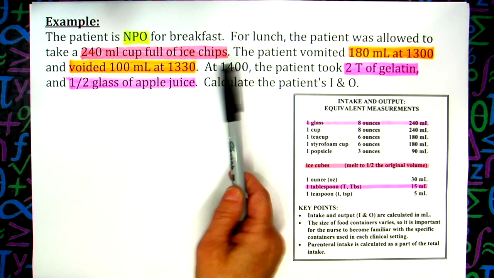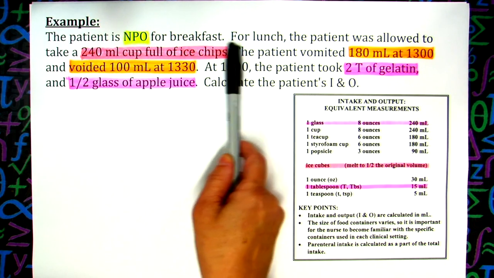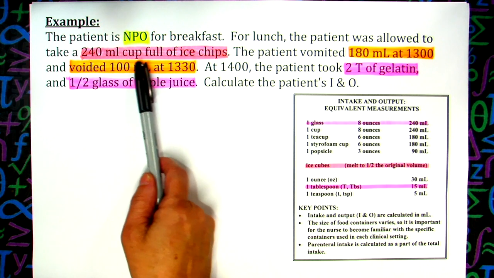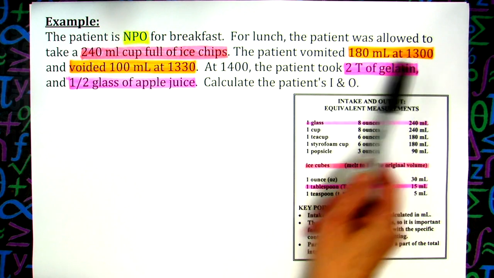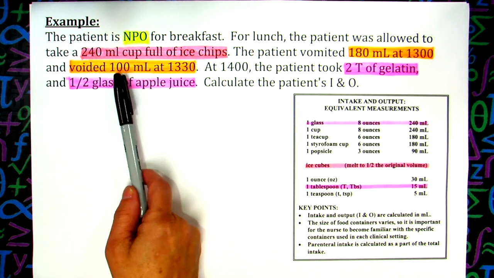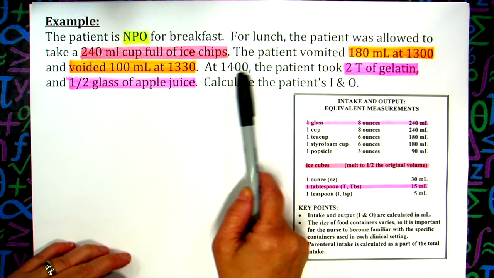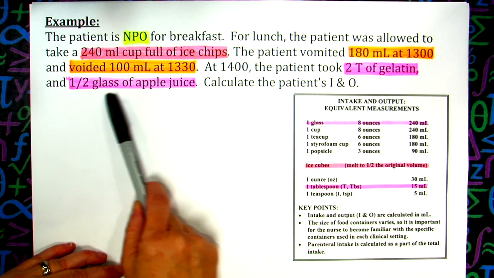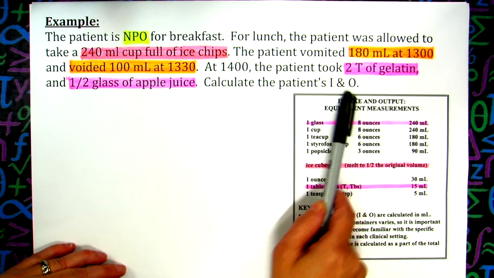Everything that is in pink here, even though there are different shades of pink, is all intake. The patient is NPO, nothing by mouth, for breakfast. For lunch, the patient was allowed to take a 240 milliliter cup full of ice chips. The patient vomited 180 milliliters at 1300 hours and voided 100 milliliters at 1330 hours. At 1400 hours, the patient took 2 tablespoons of gelatin and a half a glass of apple juice. Calculate the patient's intake and output.